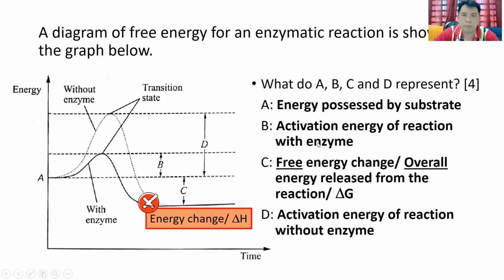B is the activation energy for the reaction with enzyme, or of enzymatic reactions. Whereas C is the free energy change. Okay, you must say free energy change. You cannot just say energy change or overall energy released from the reaction. The symbol is delta G, not delta H. D here is the activation energy of the reaction without enzyme.